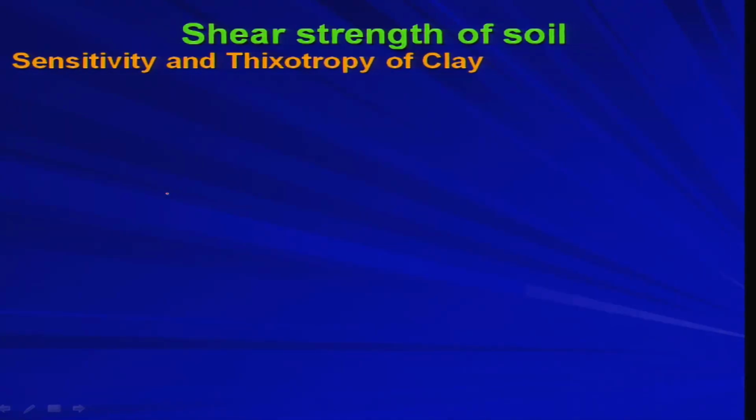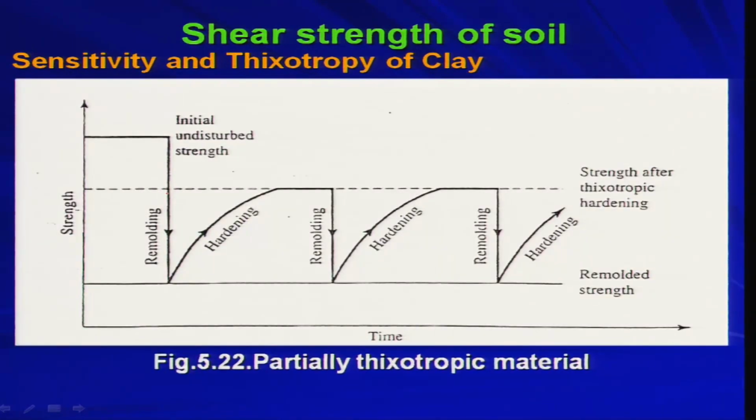Now, sometimes you may get partial thixotropy. Again we are plotting strength versus time. This is your initial undisturbed strength. Now you are disturbing and remolding the sample, and this is your remolded strength. With time the soil will regain its strength, but it will not reach its original undisturbed strength. Rather, it will lie here, in between your remolded strength and the undisturbed strength. But of course, it will regain.